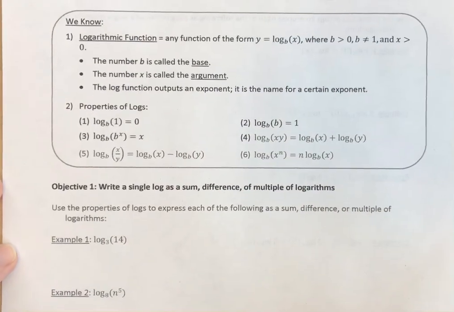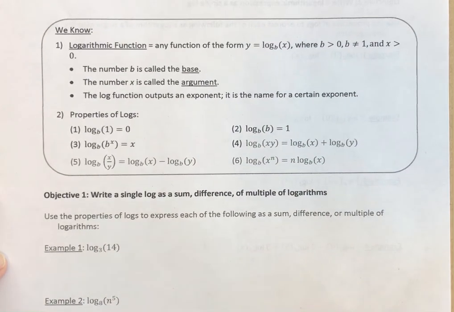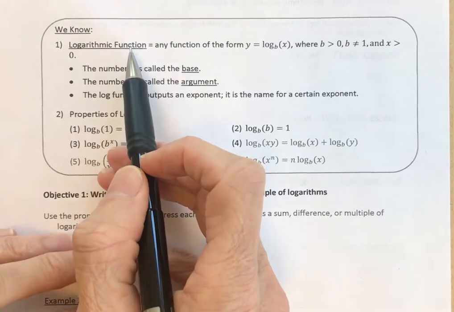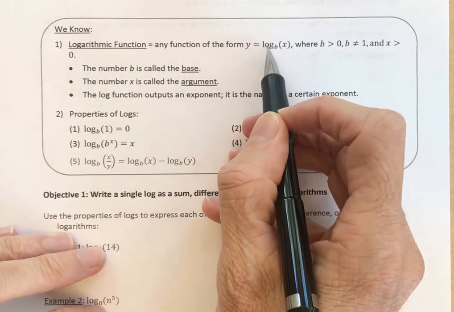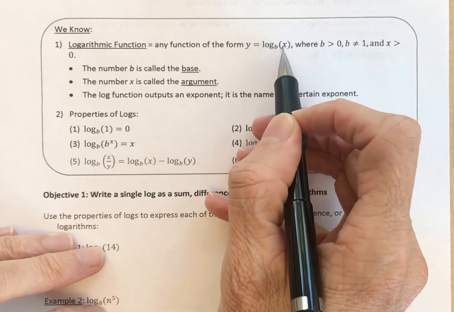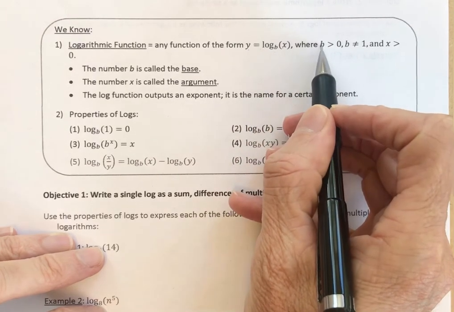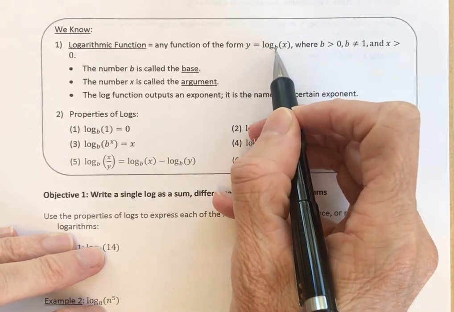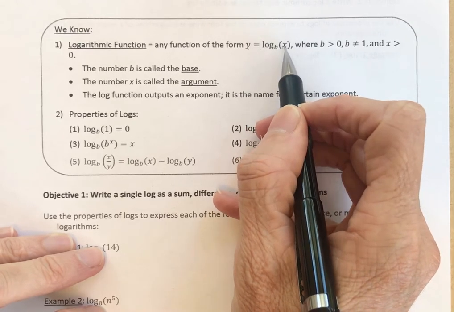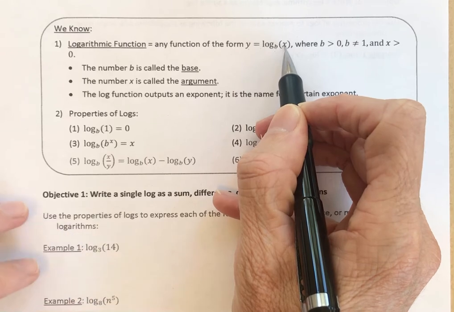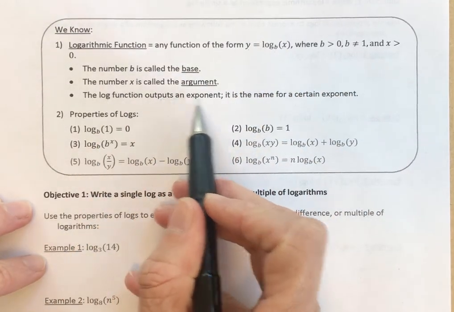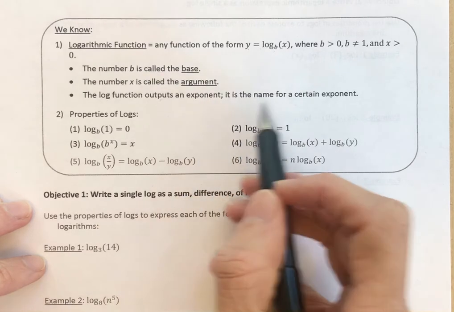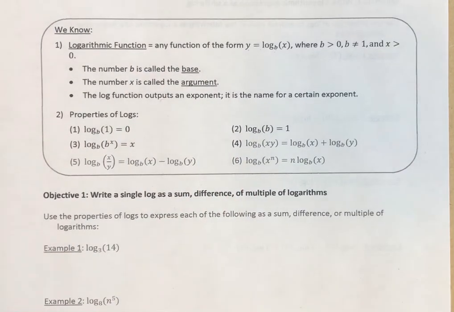All right, what do we know? Well, we know what a log is, a logarithmic function. Any function of the form y equals the log base b of x, where our base is greater than 0 and not equal to 1, and our argument is positive. And as a reminder, the log function gives us an exponent. It's the name for a certain exponent.